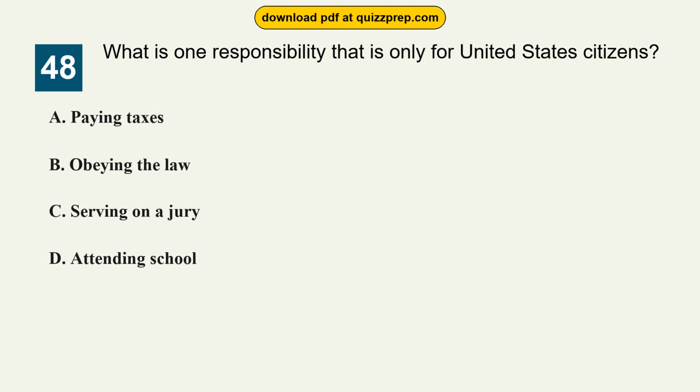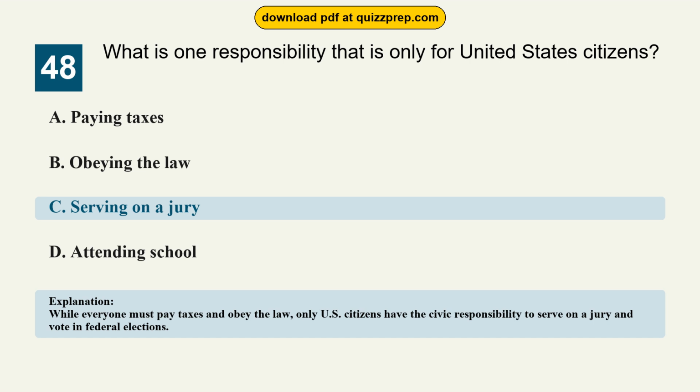Question 48. What is one responsibility that is only for United States citizens? Option A, paying taxes. Option B, obeying the law. Option C, serving on a jury. Option D, attending school. The correct answer is option C, serving on a jury. While everyone must pay taxes and obey the law, only U.S. citizens have the civic responsibility to serve on a jury and vote in federal elections.